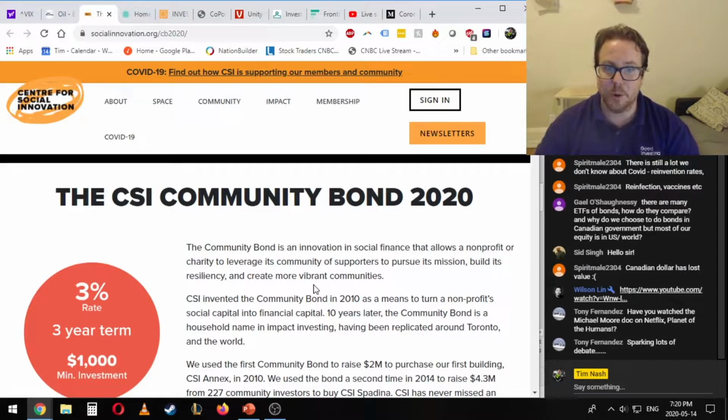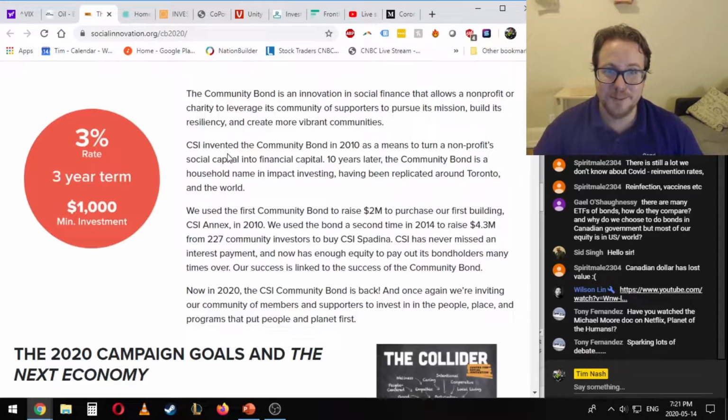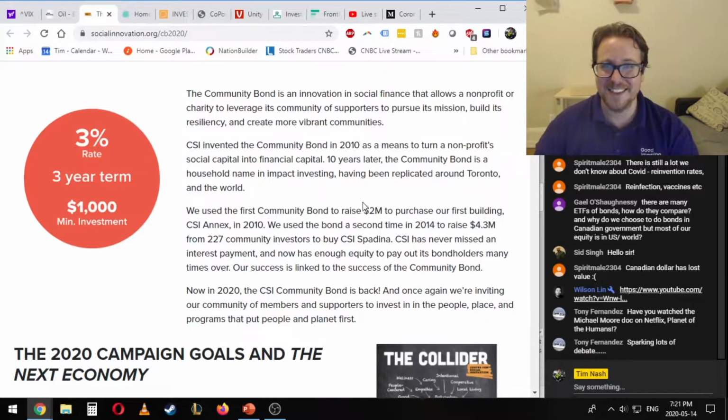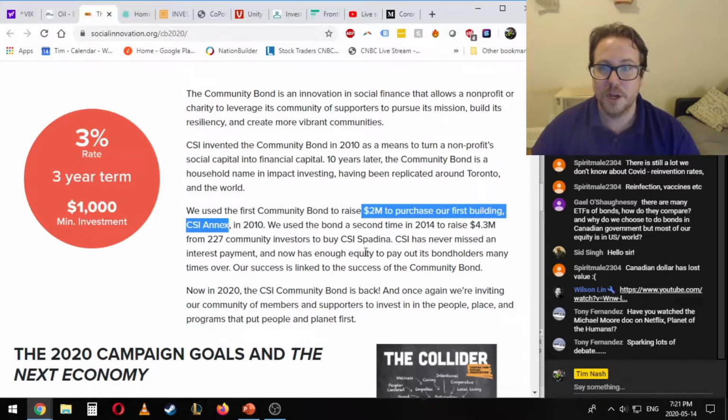their real estate holdings. So you can see here, CSI invented the community bond, right? Like they are OG, the original gangsters when it comes to community bonds in 2010 as a means to turn a nonprofit social capital into financial capital, right? They used the first community bond. They raised $2 million to purchase their first building, CSI Annex.